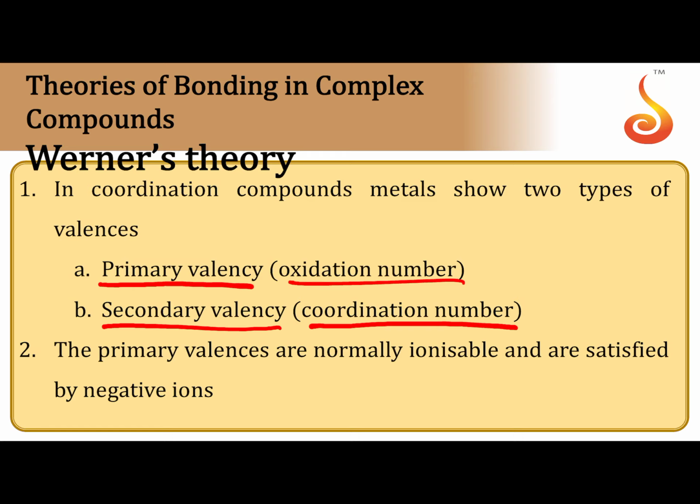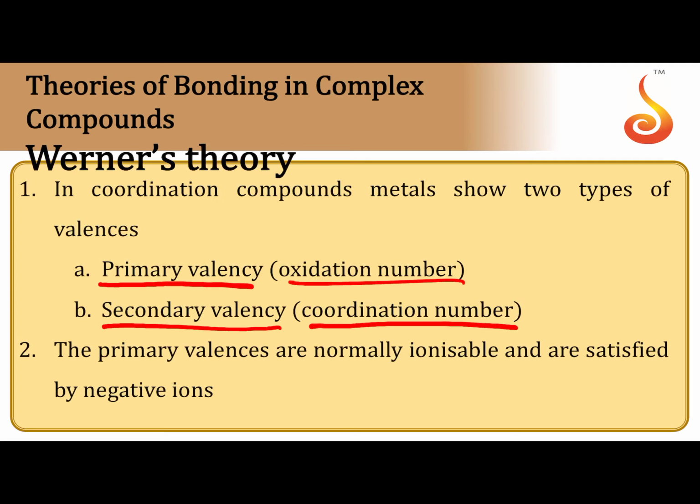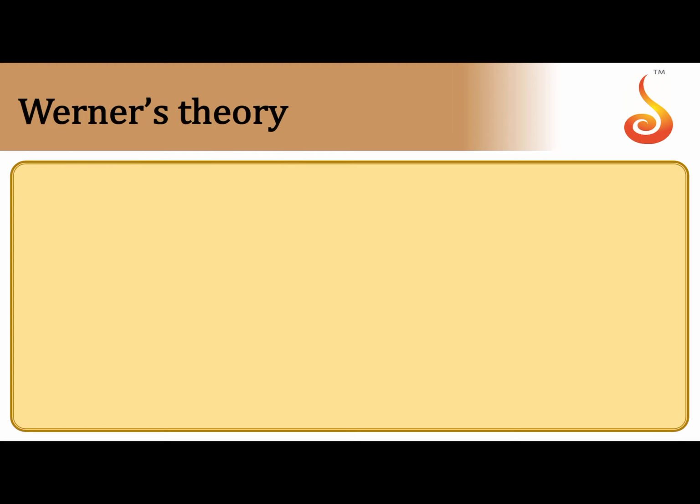Primary valency is non-directional, while secondary valency is directional, and it gives shape, geometry to the complex. Primary valency is satisfied by only negatively charged ions, but secondary valency is satisfied by any type of compound.